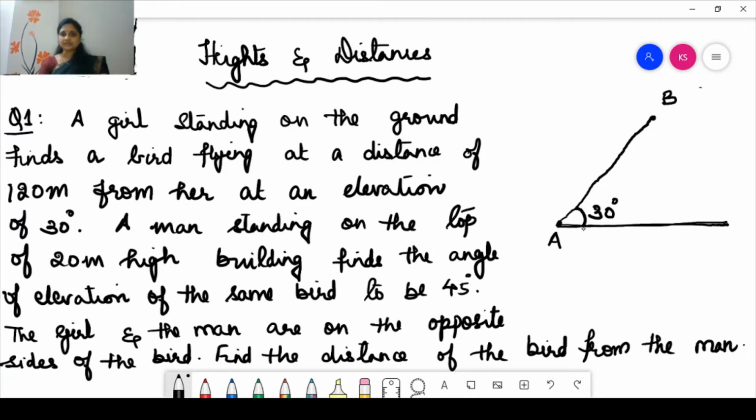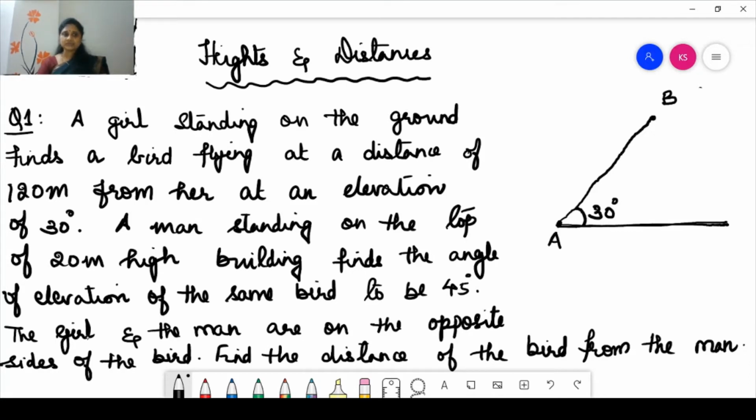Okay, so as of now, this is your angle 30. So the angle of elevation is 30 from the girl. Now a man standing on top of a 20-meter high building finds the angle of elevation of the same bird to be 45 degrees. Now, where is the building going to be?